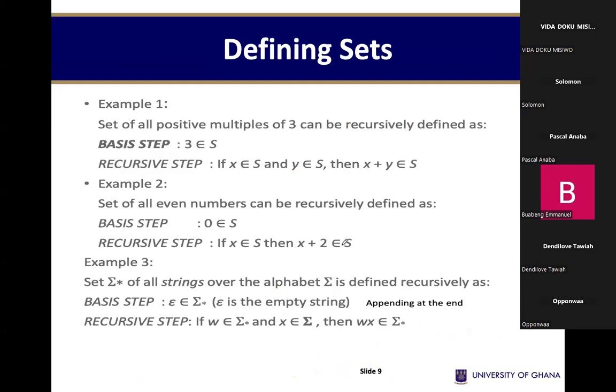For sets, we already saw sets back in session 5, if I'm not mistaken, yeah. So the set of all positive multiples of 3 can be recursively defined as follows. Multiples of 3 are basically 3, 6, 9, and then 12 all the way to positive infinity. So the first basic step will be 3 belonging to S. Then the recursive step will be: if X is an element of the set S and Y is also an element, then we can add them. So what does it mean? Assuming this 3 is X, this will now be 3 plus 3. That will give us a 6.